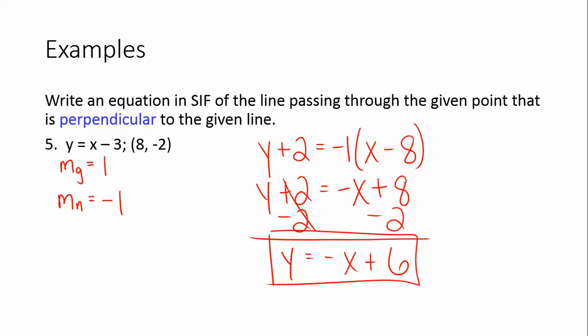These lines are in fact perpendicular. They have opposite reciprocal slopes. And the line that we have just written, the equation, does go through that ordered pair since we used it in the point slope form.